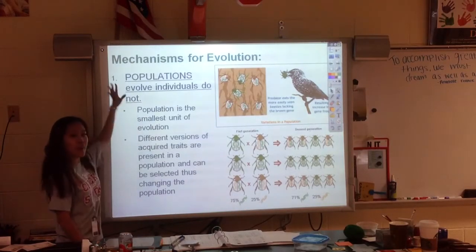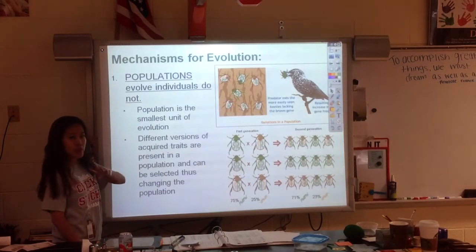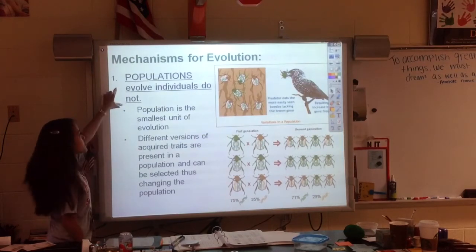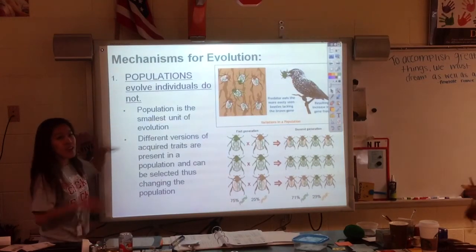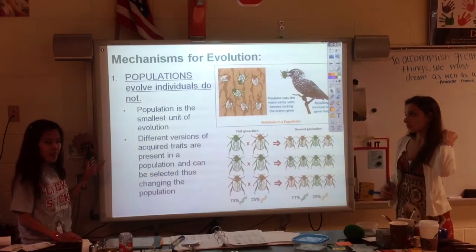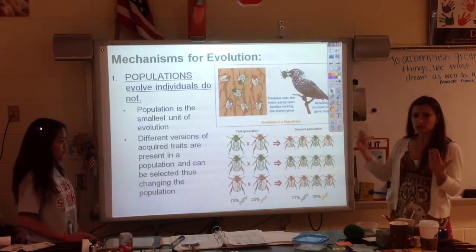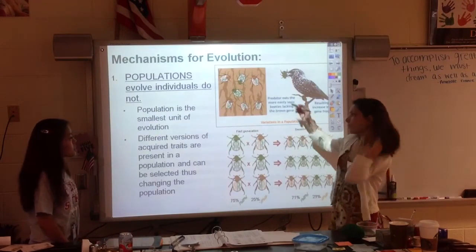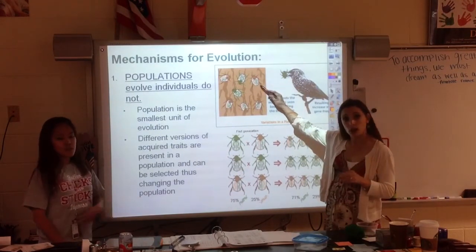So today we're talking about mechanisms for evolution. There's three main points that we need to understand here. The first is that populations evolve and not the individual. A population is the smallest unit of evolution. And so let's talk about what that actually looks like. A single individual cannot evolve.